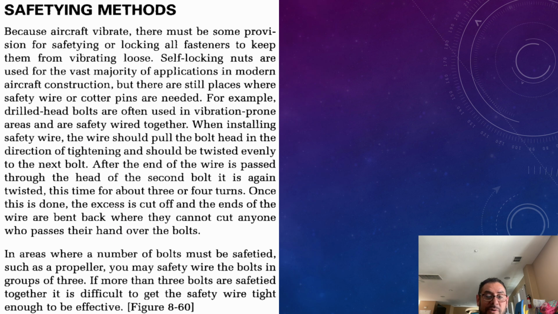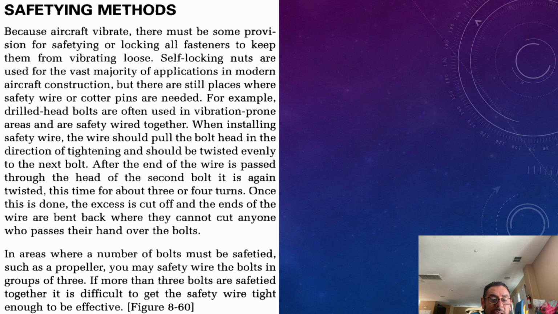Safety and methods. Because aircraft vibrate during flight, there must be some provisions for safety and locking all fasteners to keep them from vibrating loose. Self-locking nuts are used for the vast majority of applications in modern aircraft construction, but there are still places where safety wire or cotter pins are needed. For example, drilled head bolts are often used in vibration-prone areas and safety wired together.